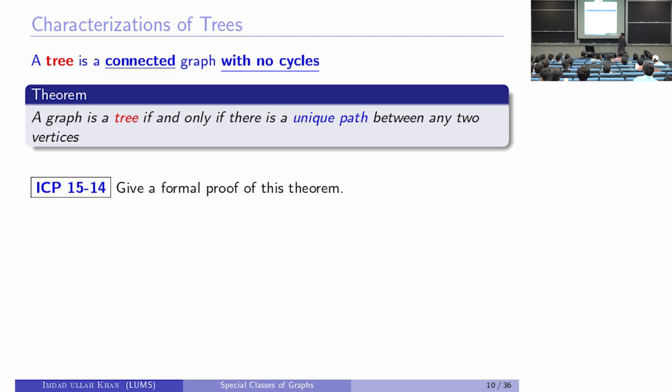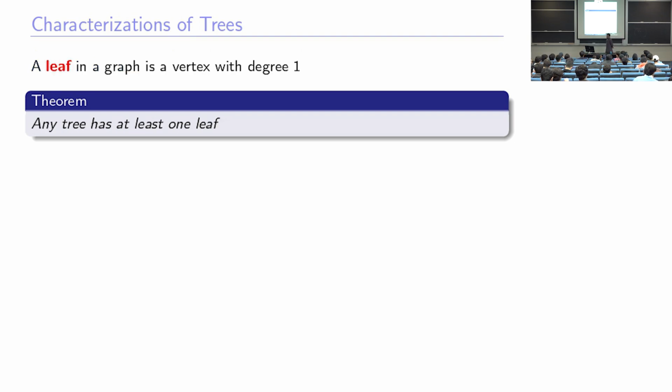Complete it. A leaf in a graph is a vertex with degree 1. A leaf is just a special vertex. Every vertex has some degree, could be 0, could be 1, could be n minus 1, some number between 0 and n minus 1. If the degree is 1, then we call it a leaf. The graph could be a tree, could have a cycle, could be anything. We just call a vertex whose degree is 1 a leaf, right?